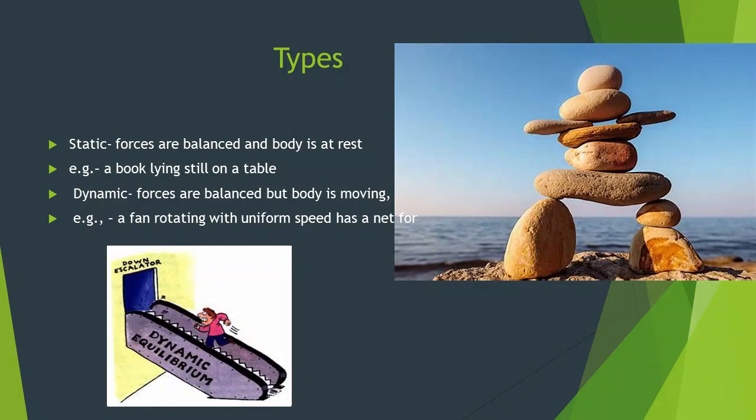Types. Static: forces are balanced and the body is at rest, e.g. a book lying still on a table. Dynamic: forces are balanced but the body is moving. Example: a fan rotating with uniform speed has a net force of zero.